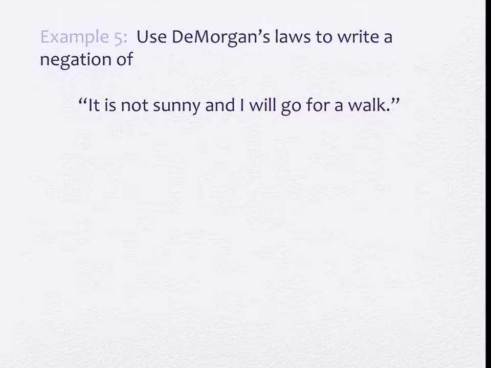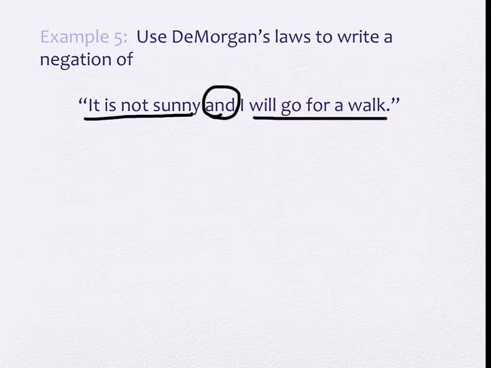So, use De Morgan's laws to write a negation of, it is not sunny and I will go for a walk. When you're encountering one with language, it's a good idea to identify the statements and the conjunctions separately. So the conjunction or the disjunction, whatever's between them, the compound part of it, the and or the or, is the breaking apart place of the two statements individually. So what we're supposed to do is negate all three parts of this argument.